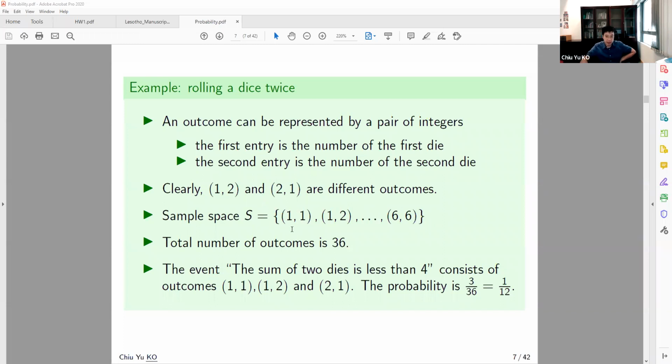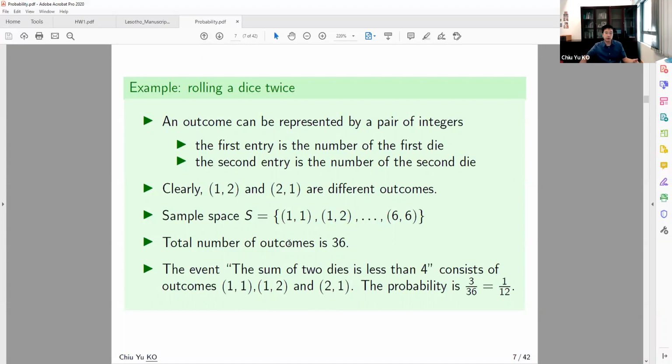So here the sample space is 1, 1, 1, 2, up to 6, 6. You can easily see this is 6 times 6, so the total number of outcomes is 36. It's a pretty large sample space. Say we care only about the sums, for example the sum of two dice being less than 4. In that case, it consists of only 3 outcomes: 1, 1, 1, 2, or 2, 1. When you have 2, 2, the sum is already 4, and less than 4 doesn't include 4. If we included 4, it would be less than or equal to. We should be careful about the language here, because less than or equal to can be very different. In this case, we have 3 outcomes.